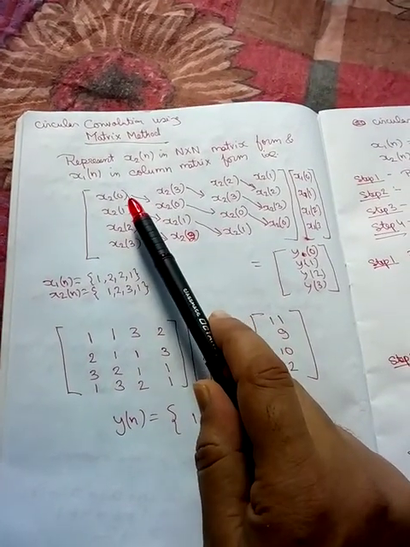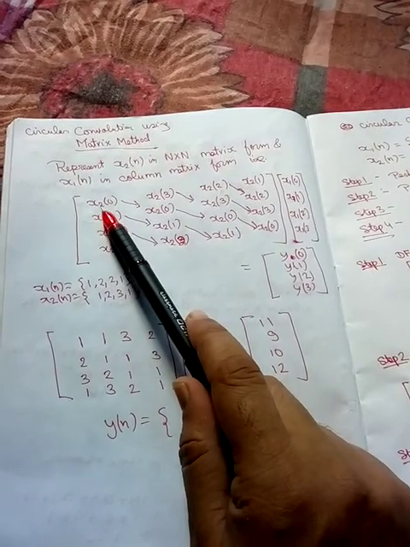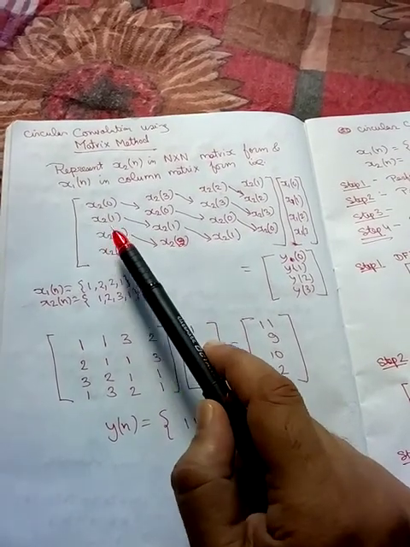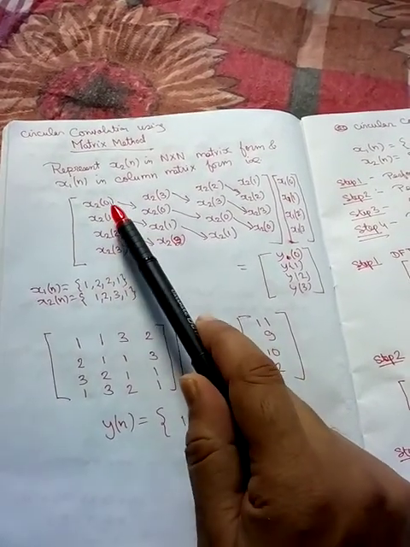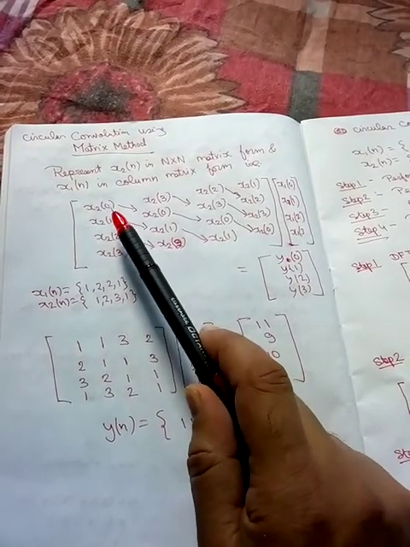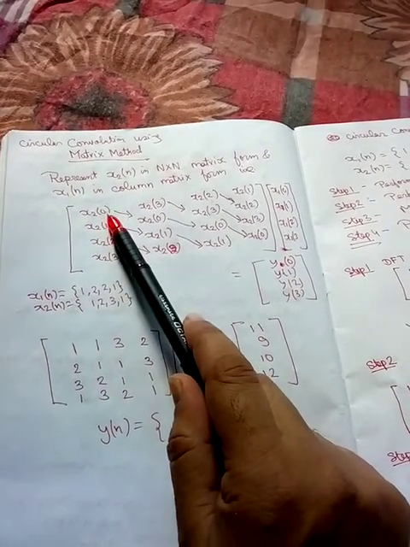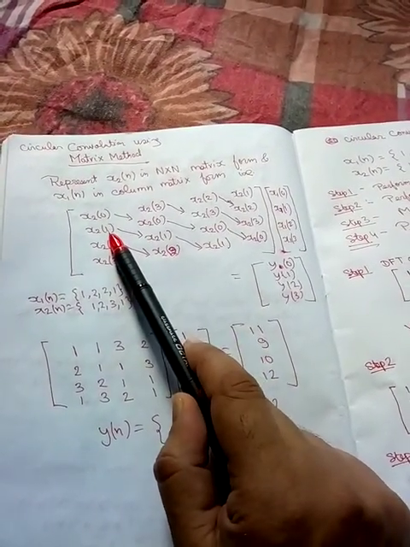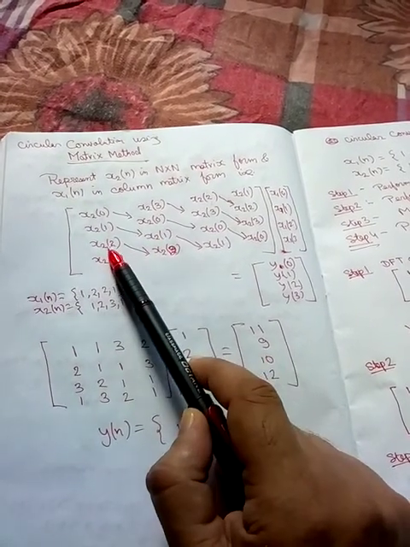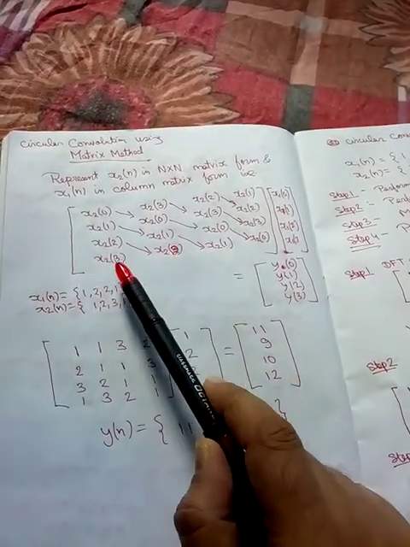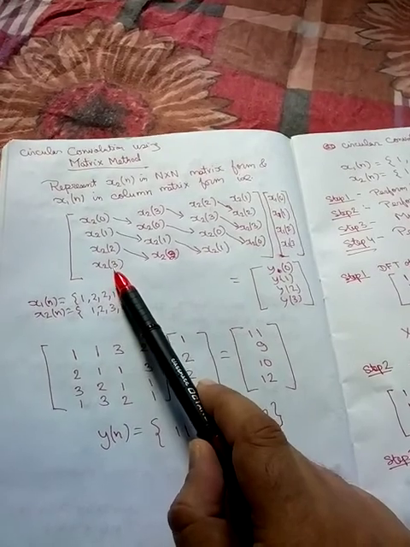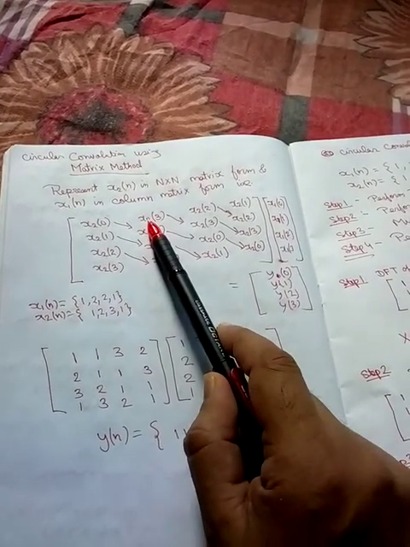Here this is the second sequence. So the first row, we write the elements x2(0), x2(1), x2(2) and x2(3). Then we have to shift by one position. x2(0) is shifted here, x2(1) is shifted here, and x2(2) will be shifted here, and this last sample is going at the first place.